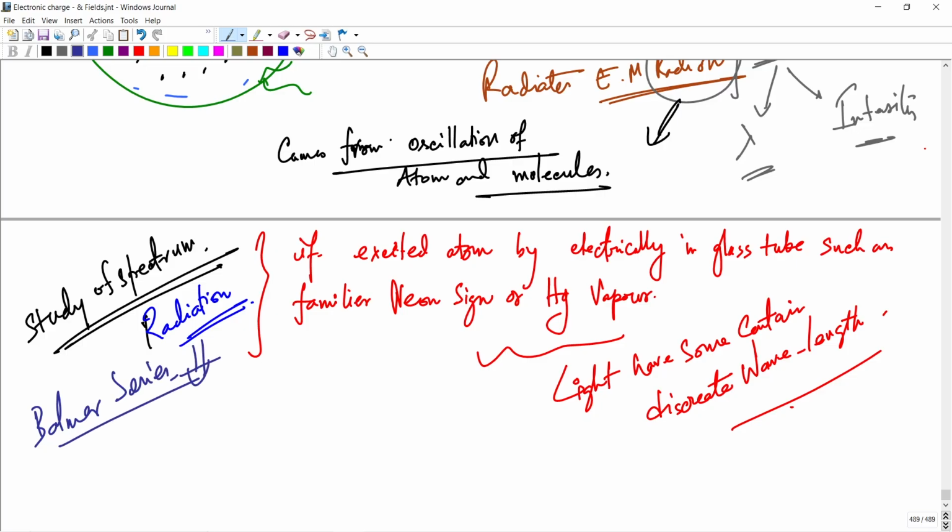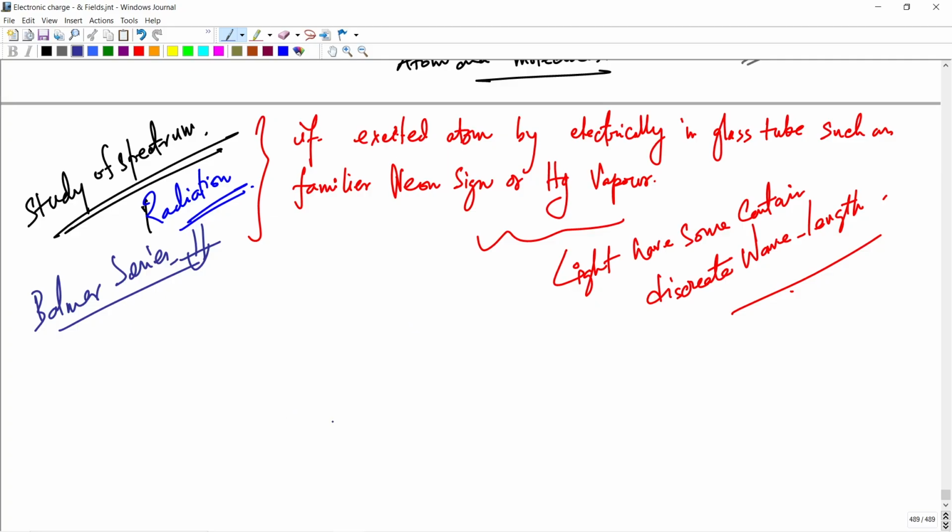Mainly the radiation study is here. But now we study the structure of atom, how atoms look. We study the structure of atom first. The main purpose here is to study the structure of the atom.